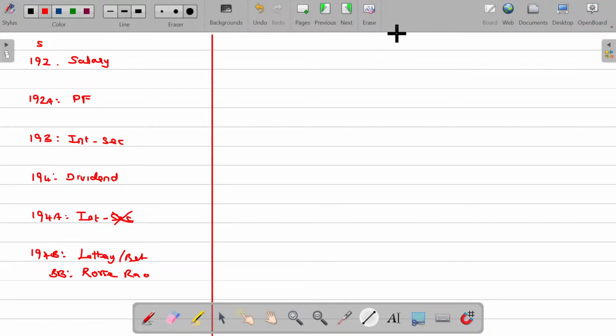The entire summary I will give on this page itself, so you can easily remember all these things, at least the core points.